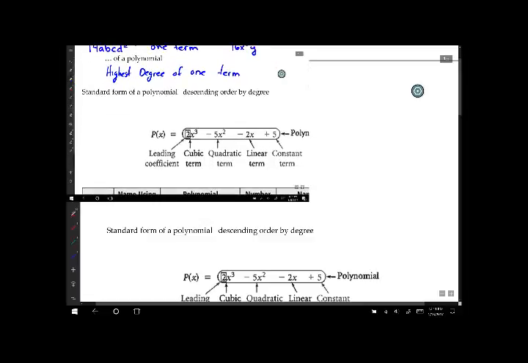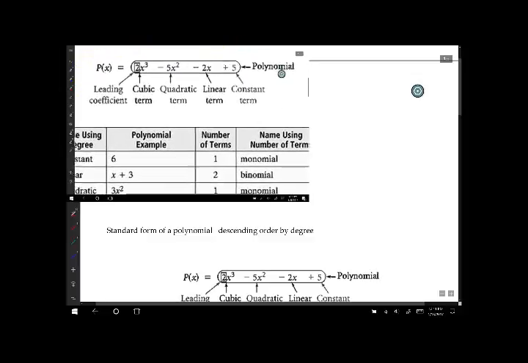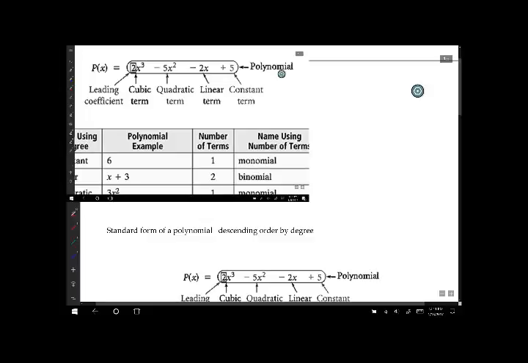Next little idea, standard form of a polynomial. Standard form means you write it in descending order by degree. So the cubes come first, the squares come second, the x's come third, and the constants come last. Very, very straightforward. So here's an example of something I've written in standard form. You'll notice you have cubes, squares, x's, and constants.